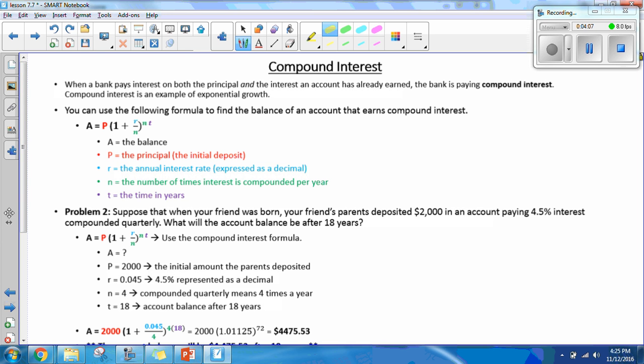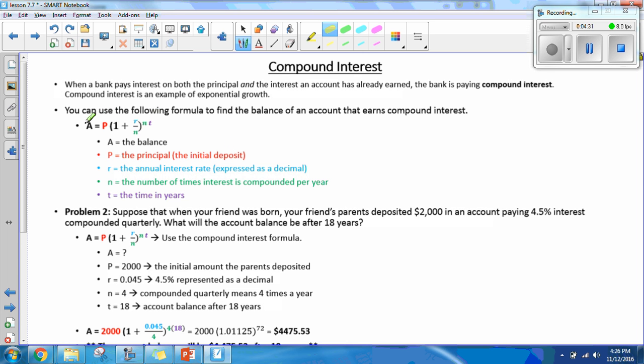Compound interest. When a bank pays interest on both the principal and the interest an account has already earned, the bank is paying compound interest. Compound interest is an example of exponential growth. You can use the following formula to find the balance of an account that earns compound interest. So this would be like a savings account.